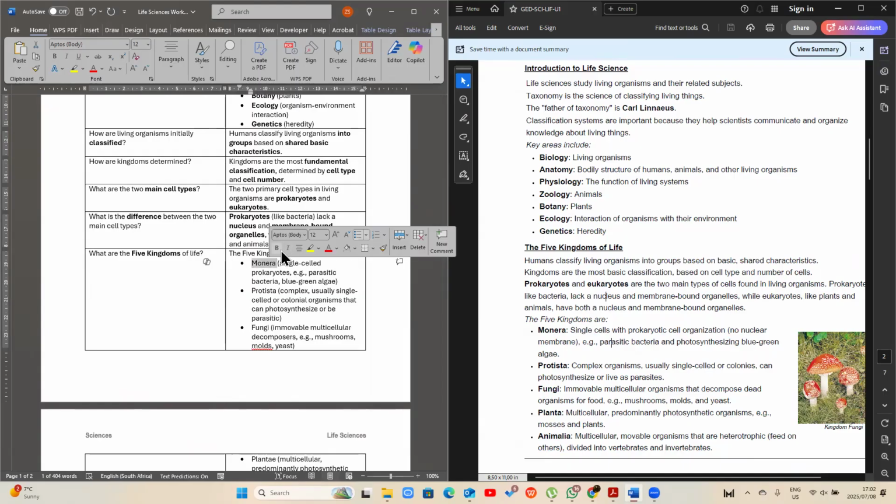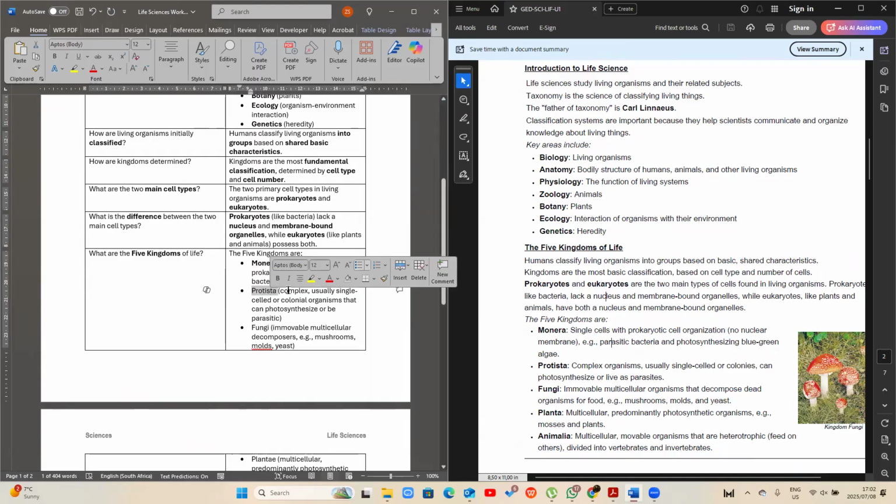Our first classification is the kingdom Monera. The kingdom Monera is a single-celled prokaryotic cell. Because it is single-celled, it is known as prokaryotic. Animals and plants are living organisms that have more than one cell. But Monera and Protista usually contain only one cell. Good examples of the kingdom Monera are common bacteria, or even the blue-green algae that we find growing along rocks.